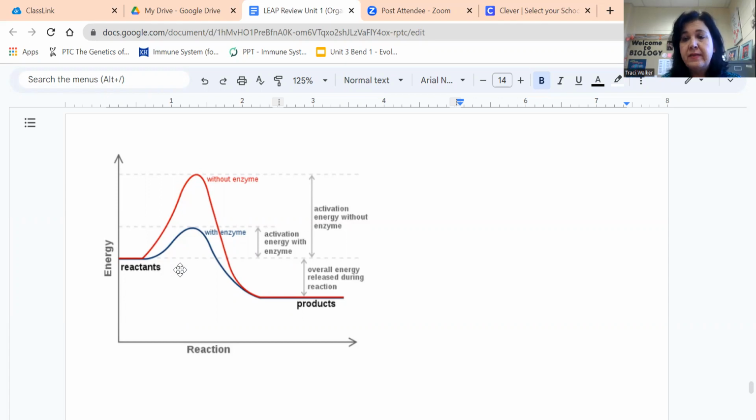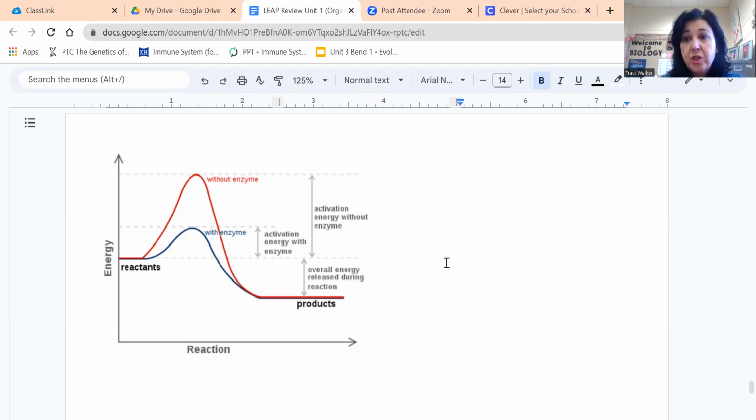And in this way, the enzymes help our bodies to do these chemical reactions without requiring as much energy on our part. And, you know, we have to have food for our energy. So we want to conserve energy whenever possible. And so these enzymes help us to do these reactions.